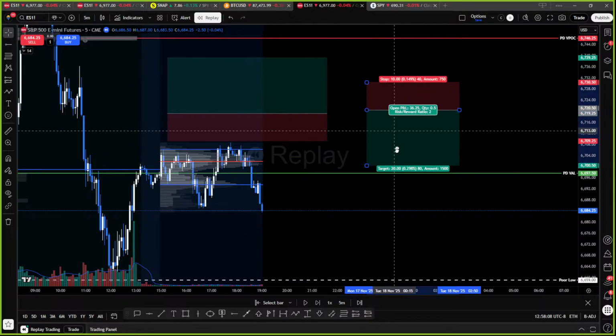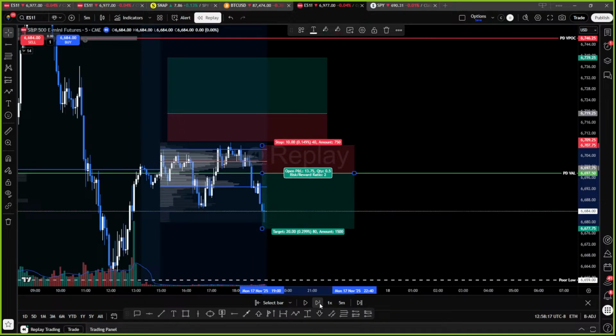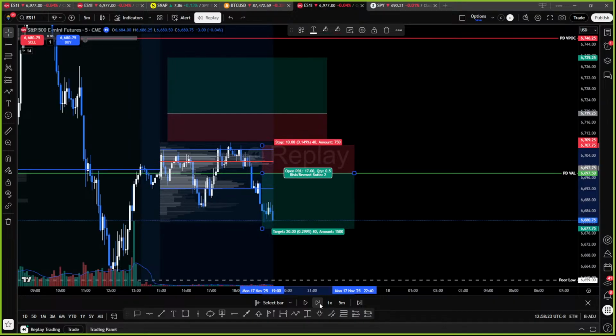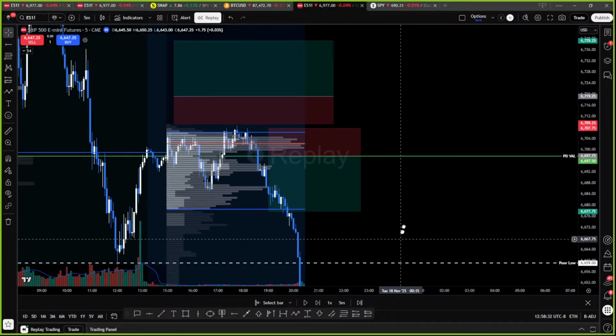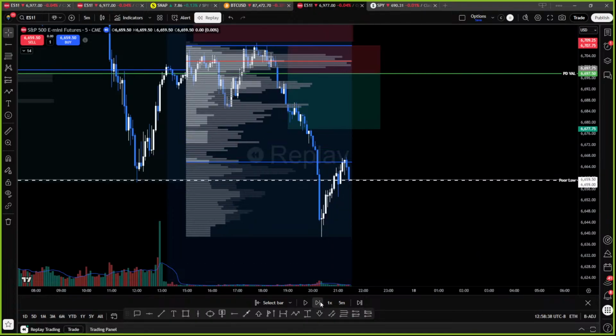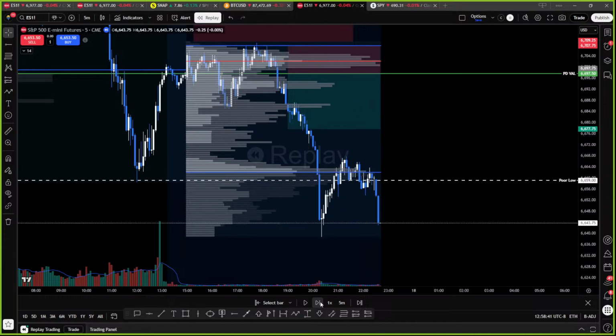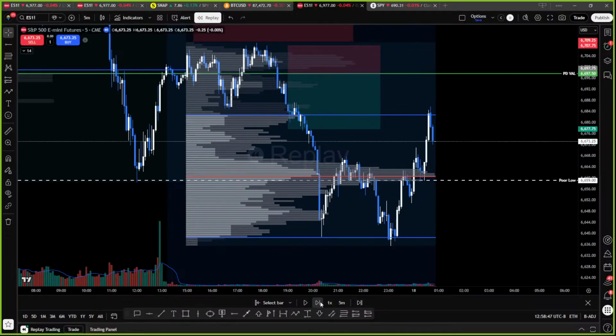So again, at this point, I'm looking for short on a retest. This is the reality of trading. Are you going to come back? Nope. Okay. That might be it for today. Oh, they cleaned up the poor low nicely. Yeah. Wow.